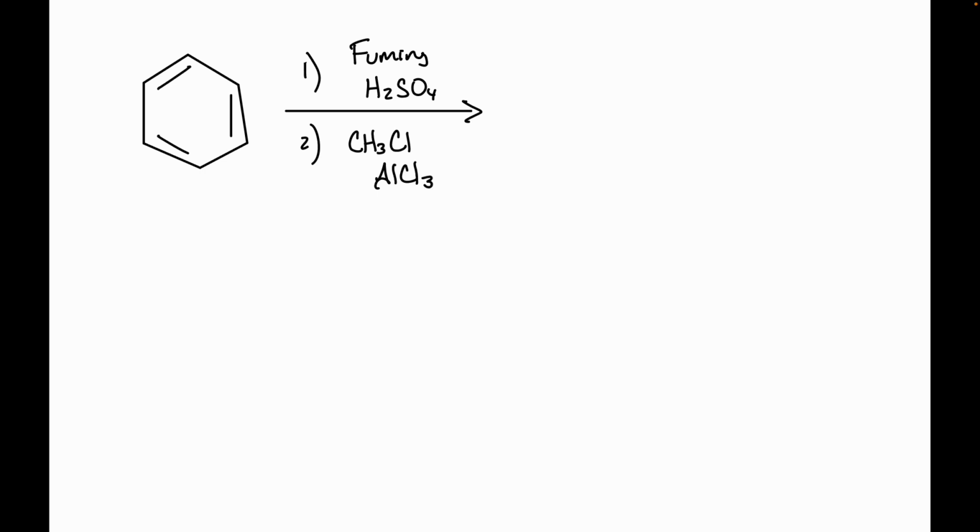All right, we're going to take benzene, a normal benzene ring, and we're going to do not 1, but 2 electrophilic aromatic substitution reactions. My first one, I'm going to use fuming H2SO4, and then I'm going to follow that up with one of those Friedel-Crafts alkylation reactions.